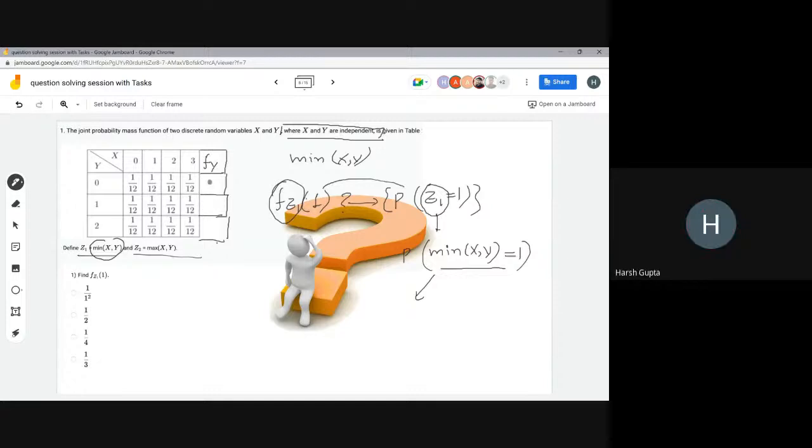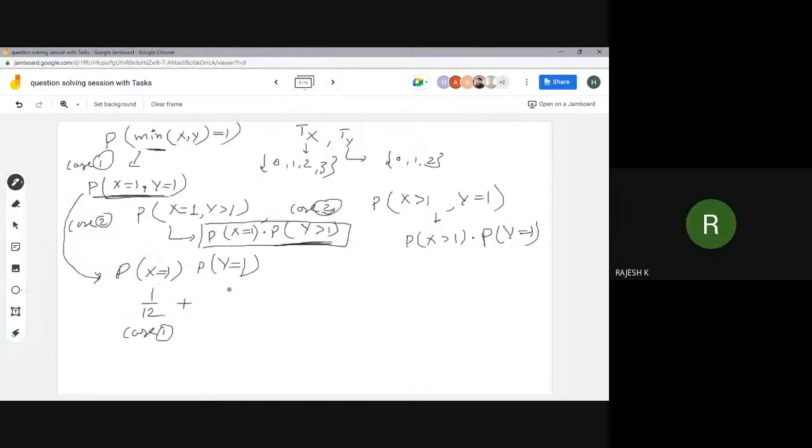So for y, the probability of 0 is 1 by 3. 4 by 12, yeah, 1 by 3, and here 1 by 4, right? For x. Okay, so this is here. Now, probability that x equal to 1 is what? 1 by 4. And probability that y greater than 1? Only two conditions, so 1 by 3. Even if you want, only y equal to 2 is possible, so 1 by 3 only.